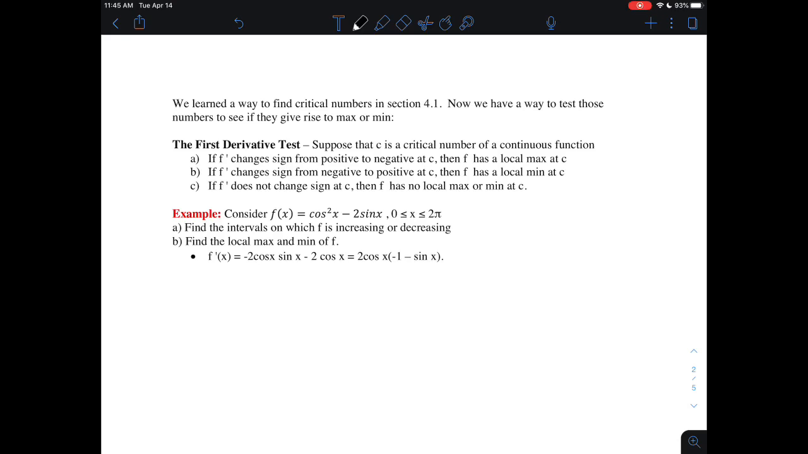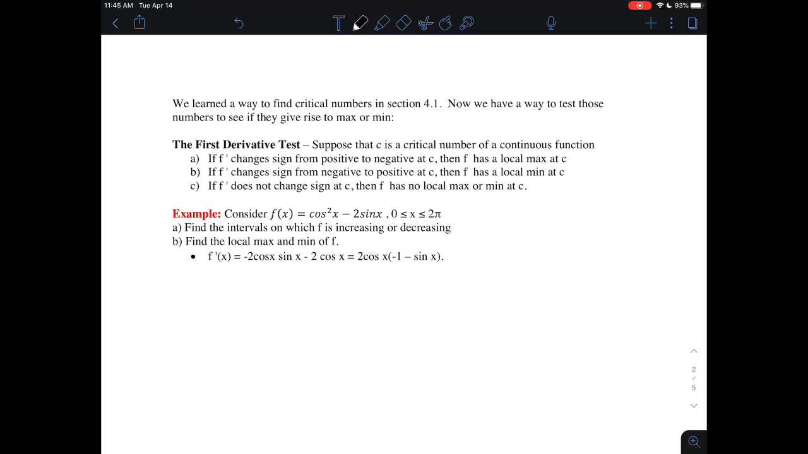Suppose that c is a critical number of a continuous function. A, if f prime changes sign from positive to negative at c, then f, the original function, has a local maximum at c. Part B, if f prime changes sign from negative to positive at c, then f has a local min at c. And then thirdly, if f prime does not change sign at c, then f has no local max or min at that critical number c.